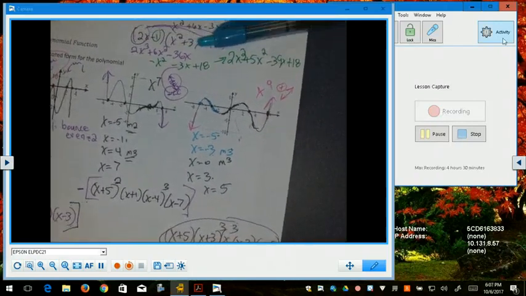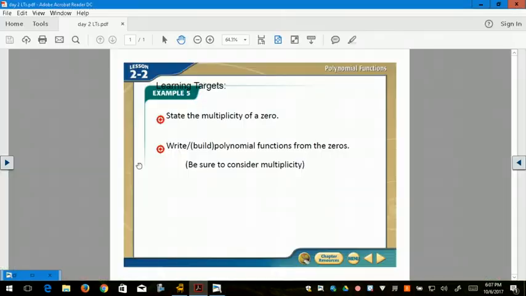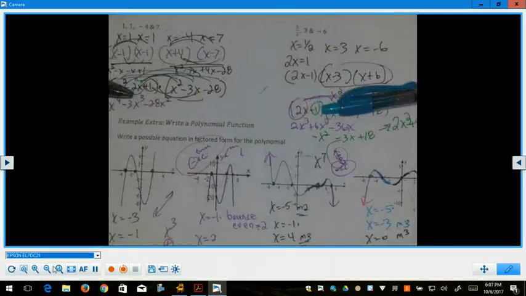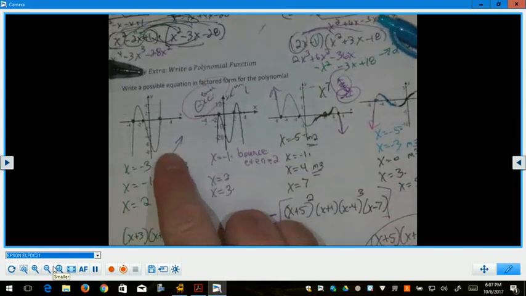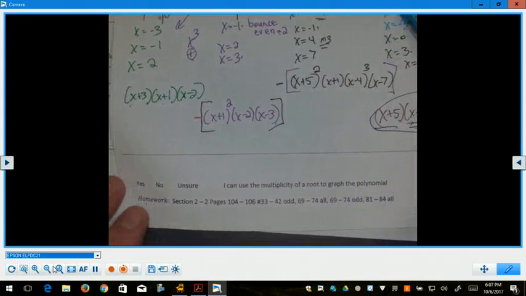We have reached the end of lesson 2.2. At this point, you should be able to say that you understand how to describe the multiplicity of a 0, and that you could sketch a graph from that. Also that you could write or build a polynomial function from zeros, whether they be given to you as x-intercepts or zeros, or whether they be given to you on a graph. Hopefully you can answer yes at this point.